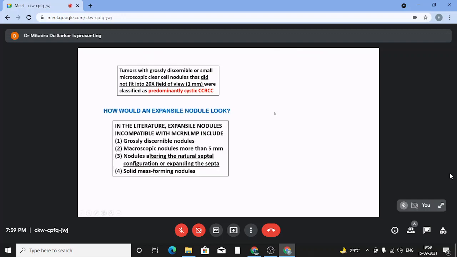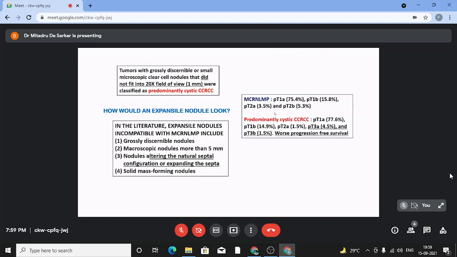So I looked into the literature, and the definition for the expansile nodule actually varies across multiple types of articles. The overwhelming majority say that you need to have grossly discernible nodules, and the size cutoff seems to be around 0.5 centimeter. But even microscopically, if your nodules alter the natural configuration, that is, you have a thin septa which is all of a sudden expanded by this nodule, then also it might fit the definition. So our case might fit that, but I'm not very sure whether everyone would call it a predominantly cystic clear cell RCC.